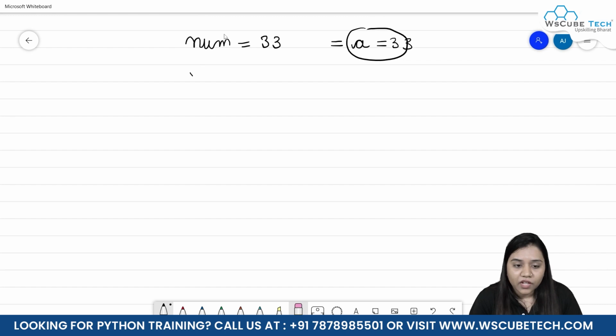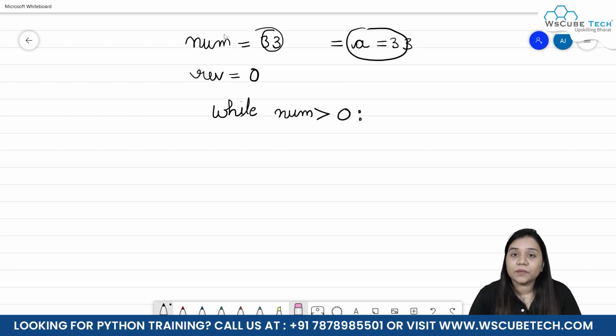Okay, we know our reverse value right now is 0. To obtain a reverse of this number, we will be using a simple logic with a loop that while this number 33 is greater than 0, keep repeating. So we will be repeating this loop while the number is greater than 0. As soon as it is smaller than 0, this loop will stop executing.